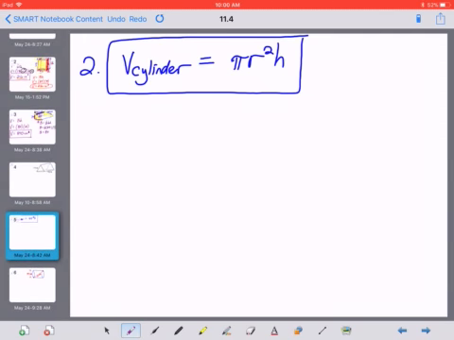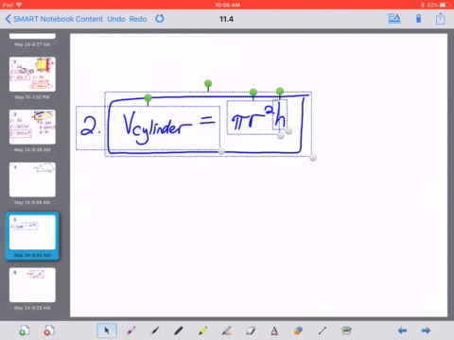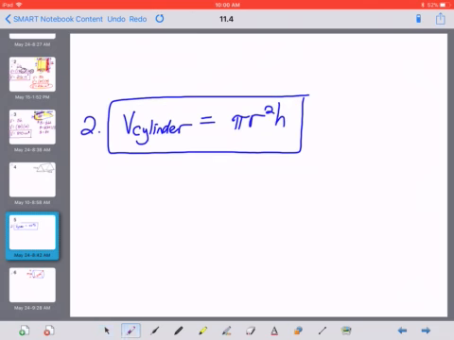The next formula we have right here is the formula for volume of a cylinder. And this formula, again, doesn't look much like the one we were just dealing with, but it's actually the exact same formula. The formula we were dealing with earlier was the formula for volume of a prism, which was capital B, which stood for area of the base, multiplied by the height.